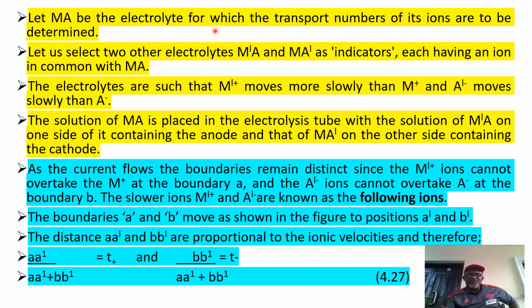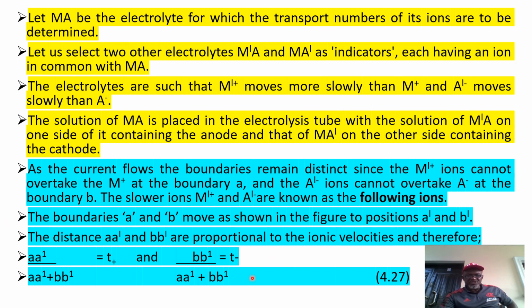So from there, let MA be the electrolyte for which transport number we're trying to measure. Now we have another one, M prime A and MA prime, which we call the following ions. So if you put that in that electrolysis tube we have seen, as the current flows, the boundary remains distinct. These ions cannot overtake these ions, and we have a boundary. Also, A prime cannot overtake A minus, and we also have a boundary. Like I said, the slower ions are called the following ions. They are following the ions we want to measure their transport number.